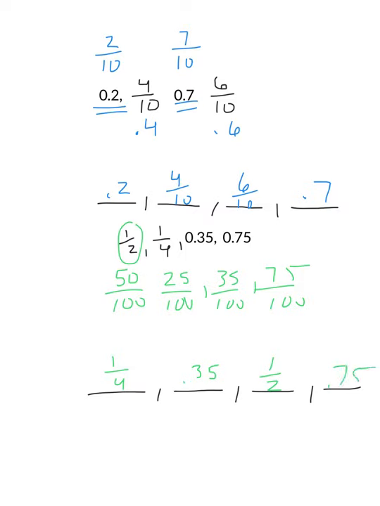Now, you don't have to convert into a fraction. You also could put these into decimal form. So 1/4 is 25 hundredths. 1/2 is 5/10 or 50 hundredths. So you'd have your numbers all written in decimals. Again, it's whatever works for you.